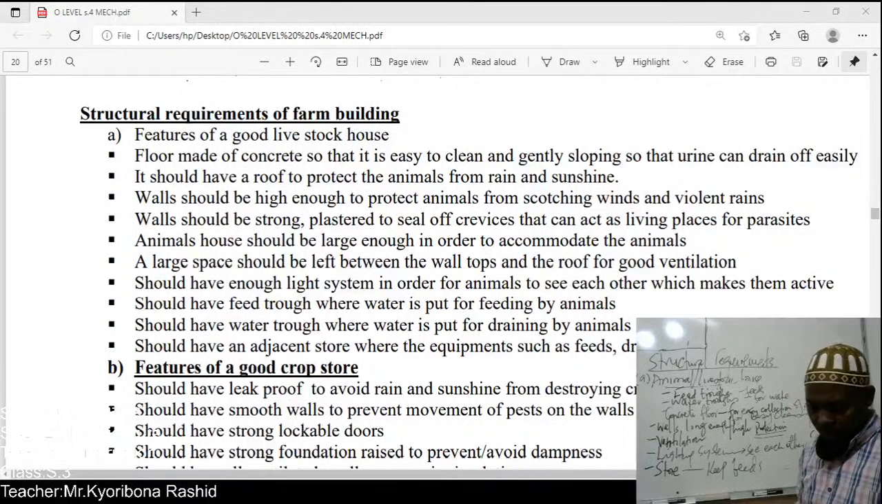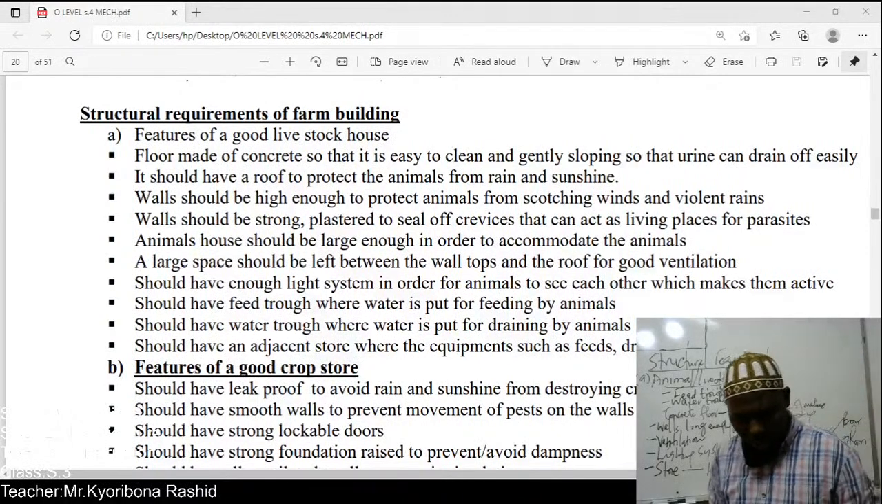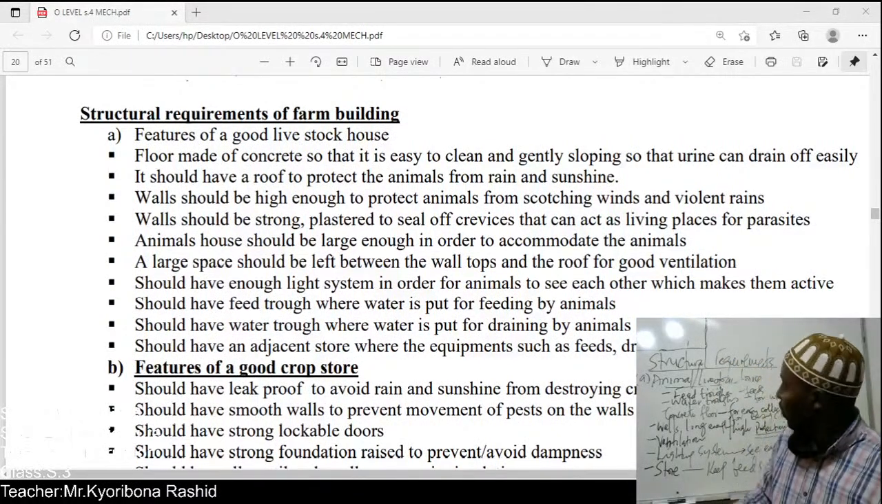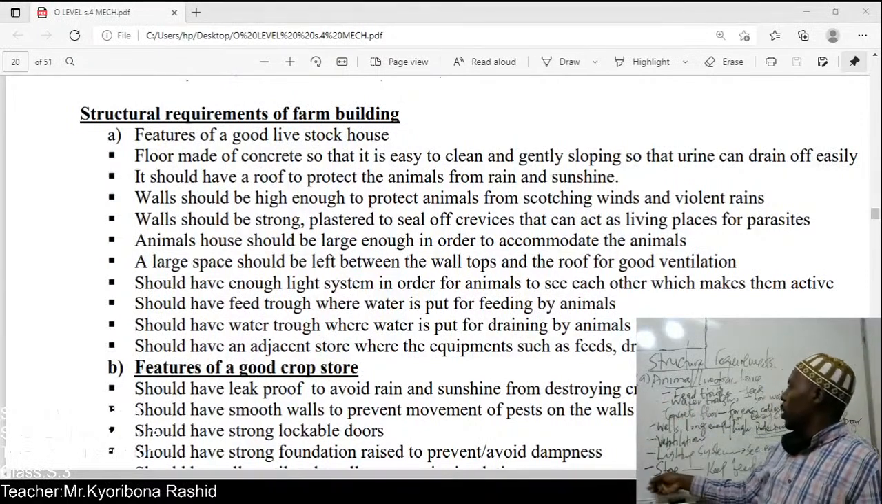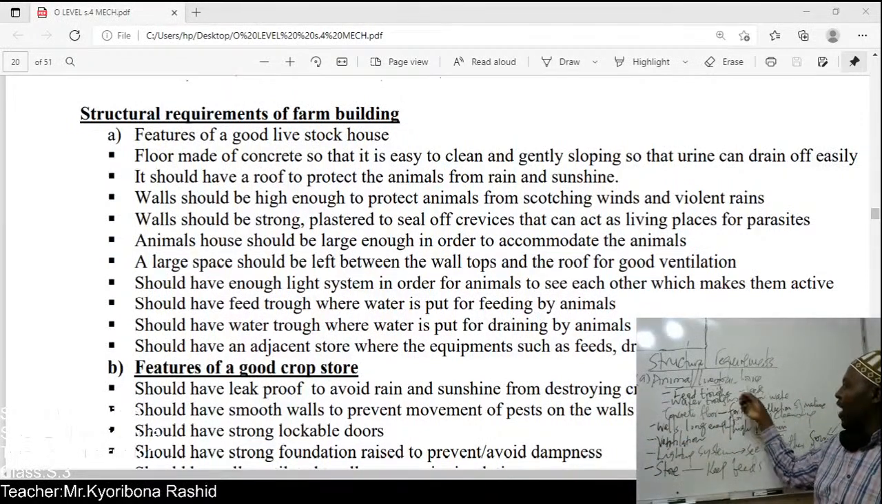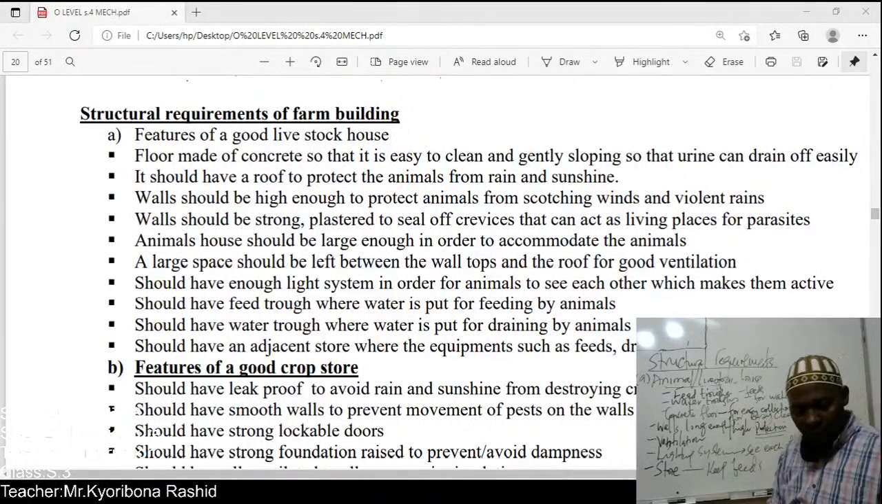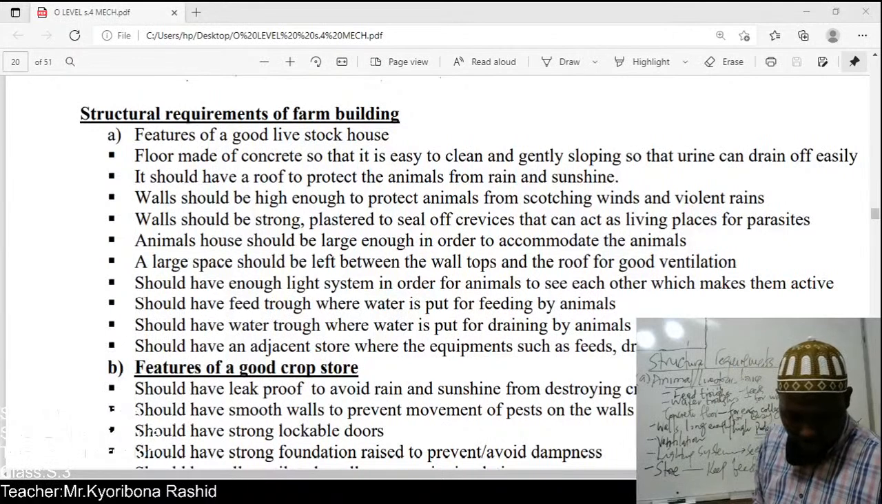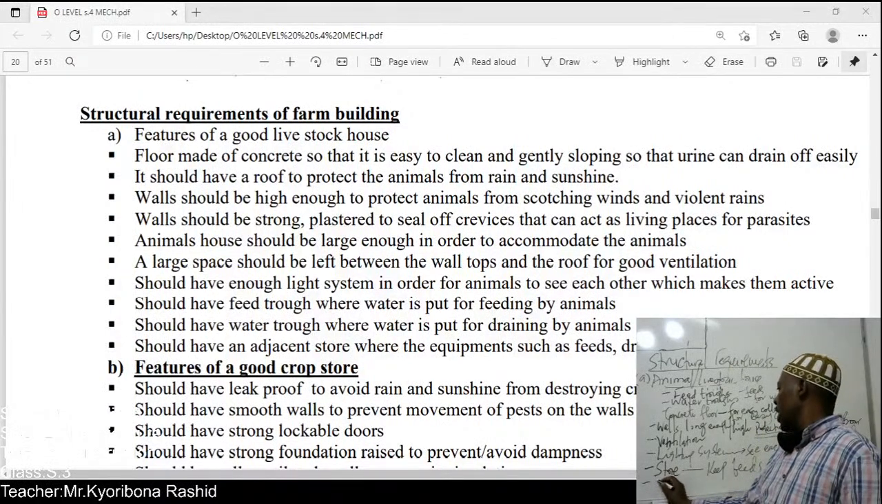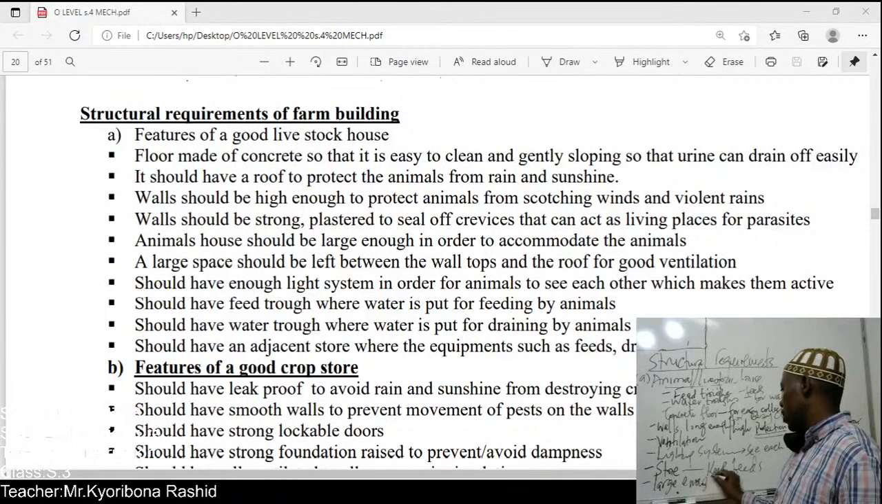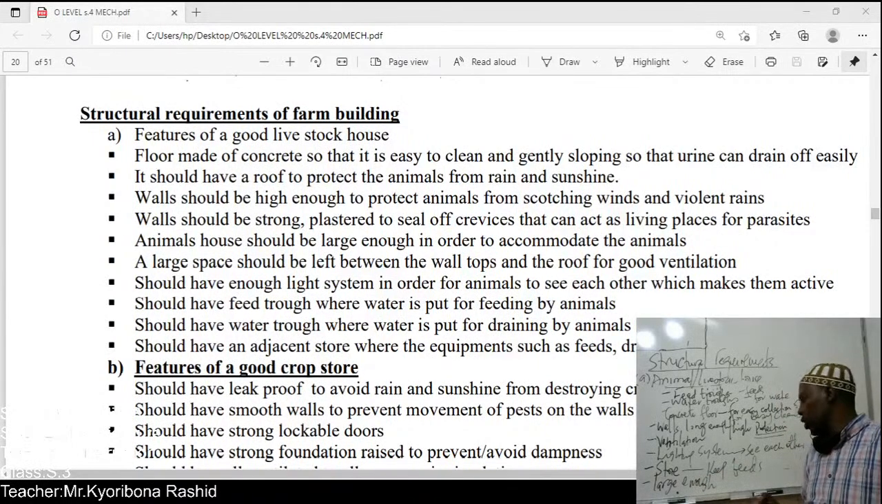Keep feeds. Okay, and so on. So those are the futures. However, these futures should always qualify them. You qualify them when you are stating them. So it should be large enough, should have enough space, spacious.